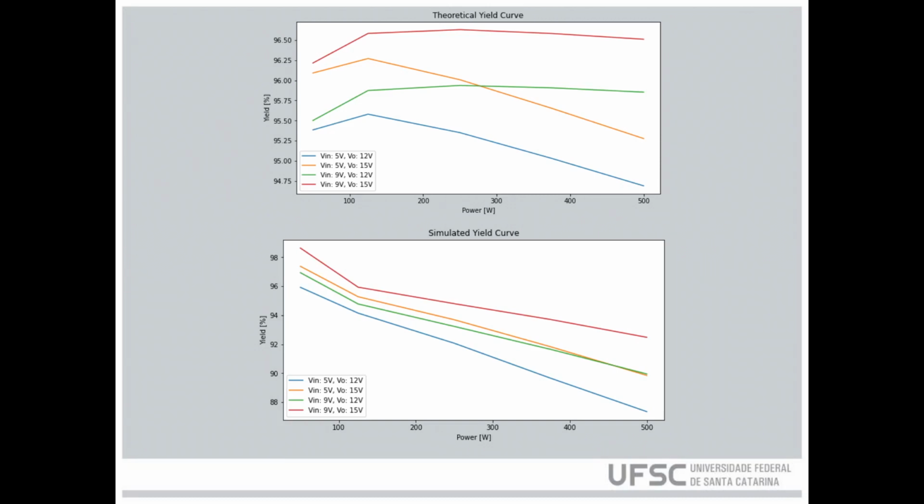The heatsink was also designed for the condition where there are greater losses in the switch and in the diode. For instance, the input and the output voltage are the lowest possible, 5 and 12 volts, because the current will be greater and consequently there will be more losses. It is designed to maintain the temperature at least 10 degrees below the maximum junction temperature.